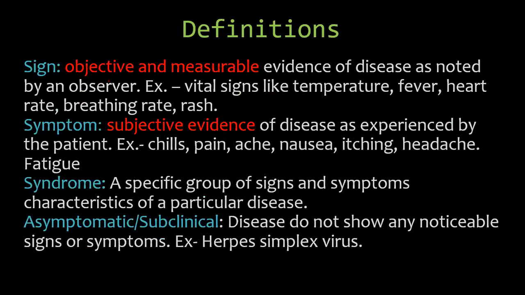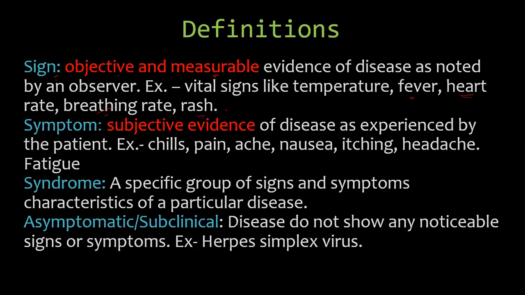Sign: objective and measurable evidence of disease as noted by an observer. You as a nurse, doctor, or parent can see the signs, like a person is coughing, a person has fever. You can measure the heart rate, the blood pressure, the breathing rate, you can see the rash. All these are measurable and objective. Anybody can see all those things.